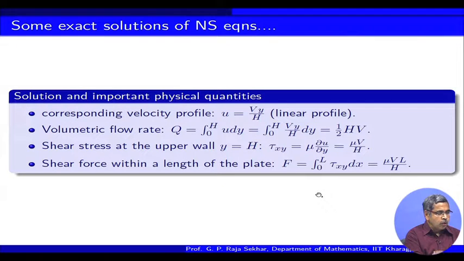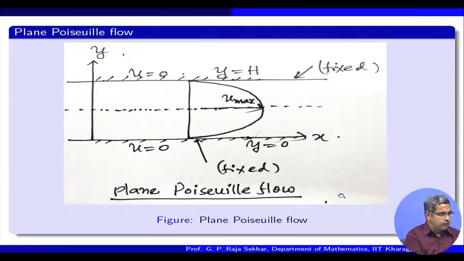Now let us slightly complicate. Not complicating, we are adding another feature, you can say. What is the additional feature? Now both plates are fixed, then the question comes, who is driving the flow? If you recall, we killed the pressure gradient in the earlier case, right.